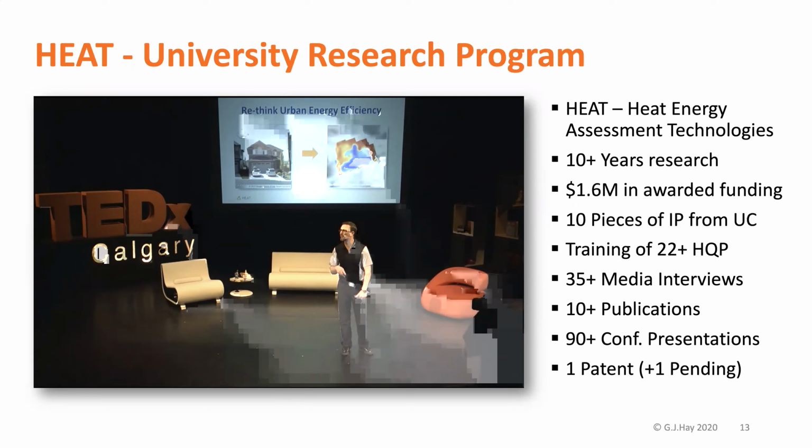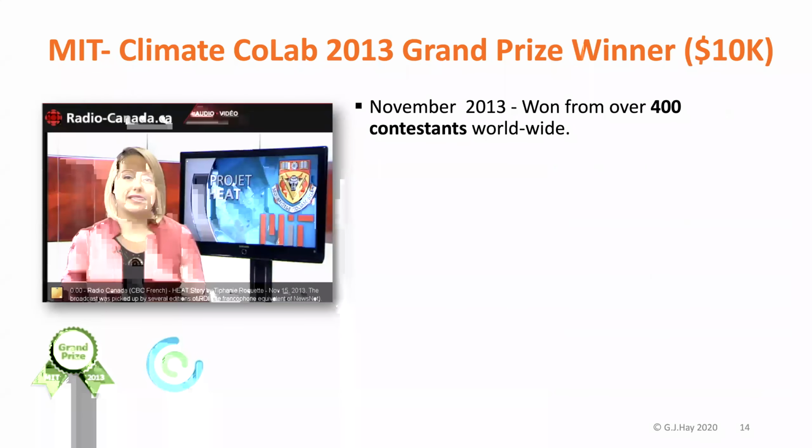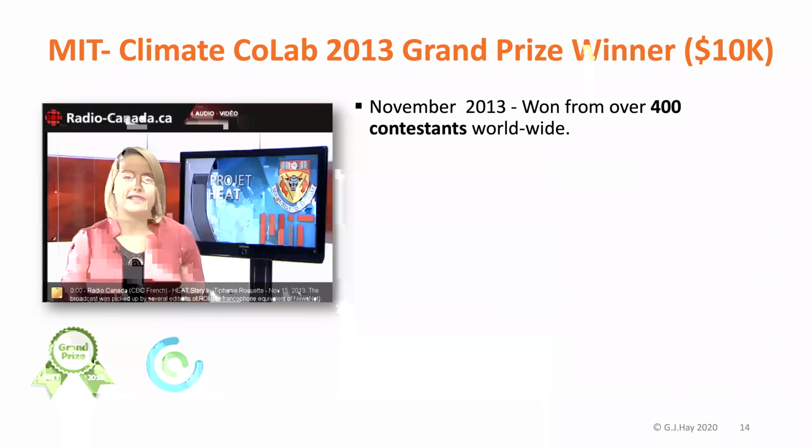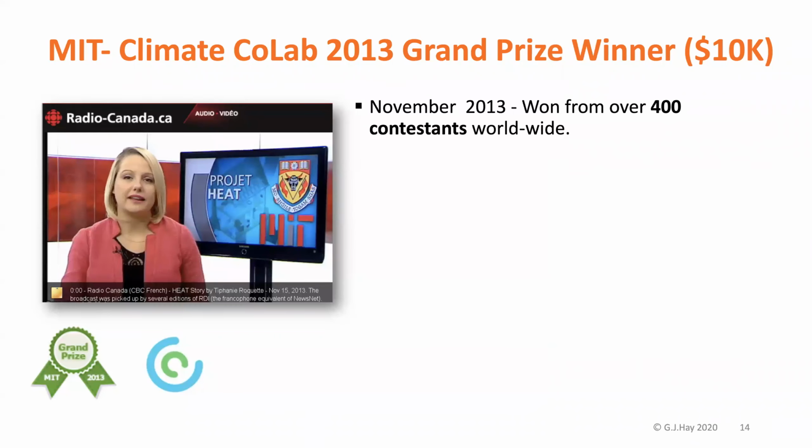But most importantly, throughout all of this, as we started to develop these ideas and try to understand what was happening, was this program that we won in 2013. So MIT had a climate prize. It was called the Climate Collab. It's still running today. And in 2013, in November, we beat out 400 contestants worldwide for our pilot project, which had about 27,000 houses online that people could evaluate the energy leaving those individual homes.